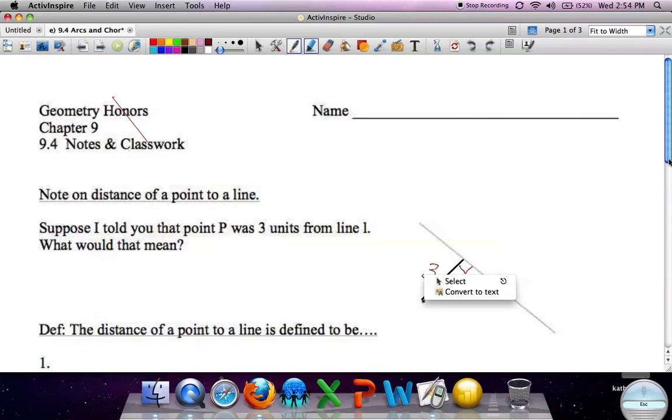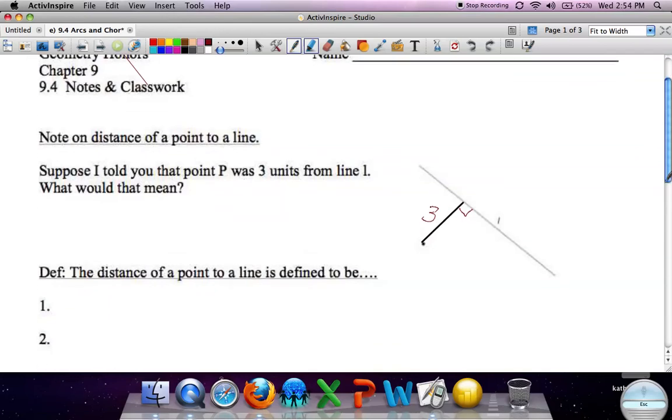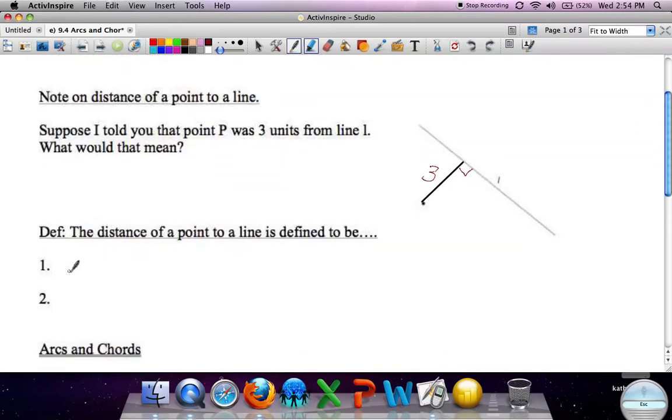So definition 1, the distance of a point to a line is defined to be the shortest possible distance. And that shortest possible distance is also the perpendicular distance between the point and the line.